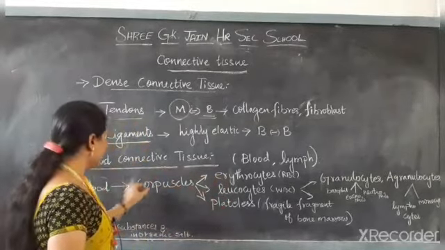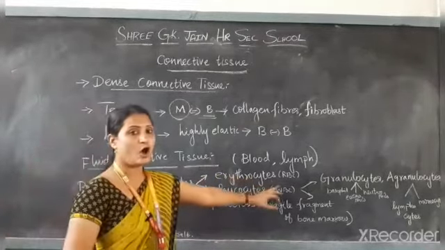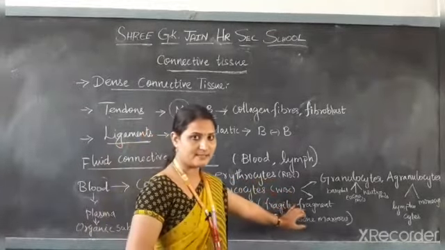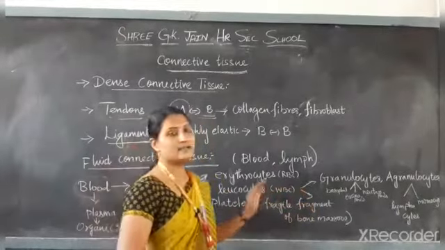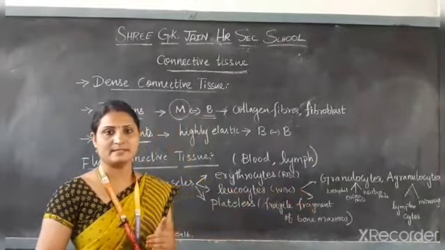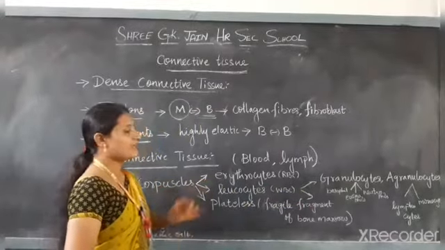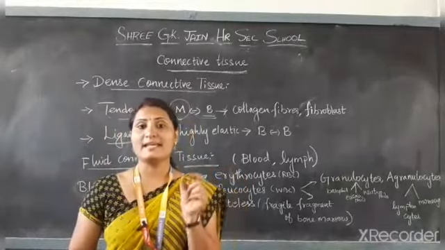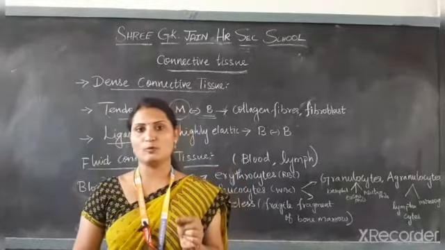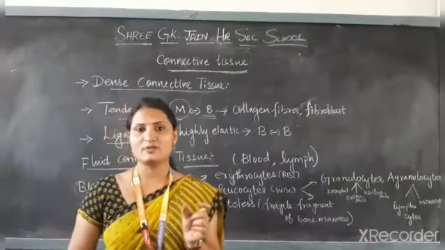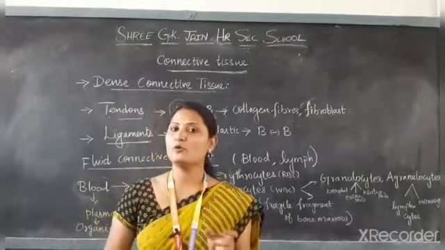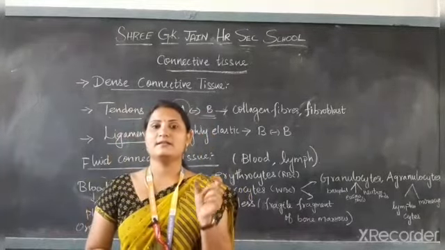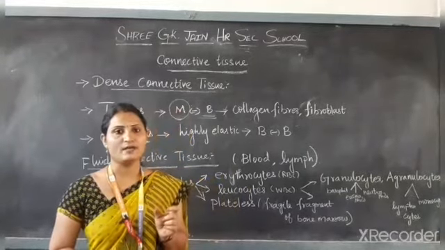See, the blood corpuscles: the first one is erythrocytes, that is RBC, red blood cells; then leukocytes, WBC, white blood cells; and platelets, another type of corpuscle in the blood. Here the erythrocytes contain respiratory material, that is called hemoglobin. That hemoglobin is red in color, it has red pigmentation. Because of the majority of hemoglobin, our blood appears red in color.